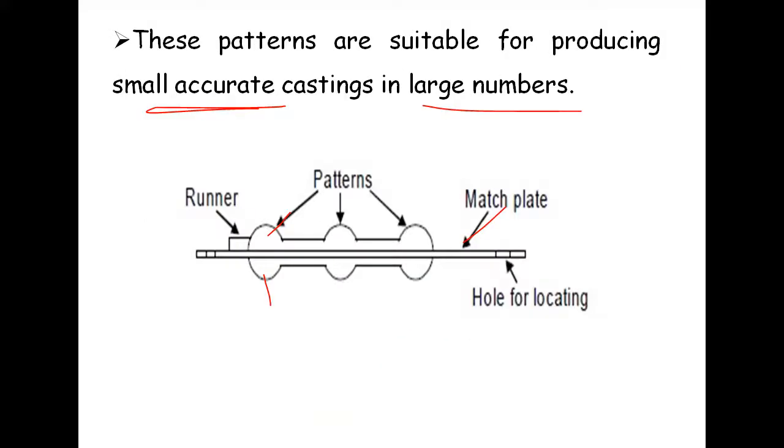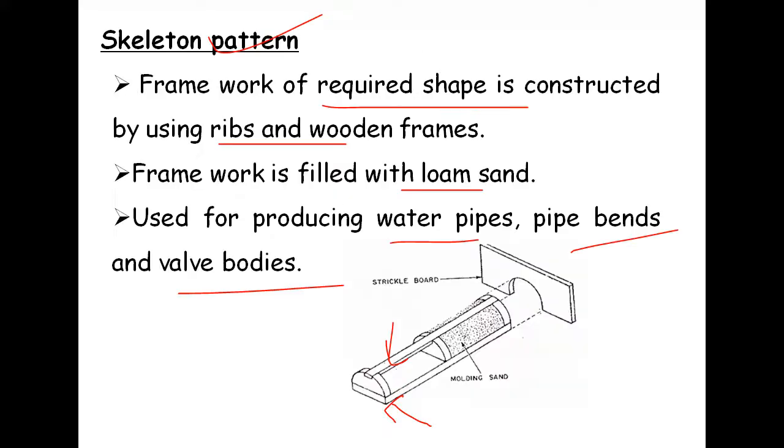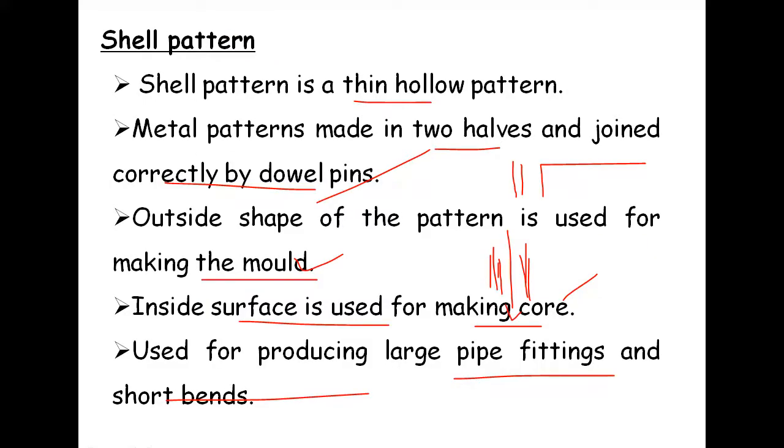Match plate. On the center plate, above and below, you fix the patterns, a number of patterns, to get accurate castings in large numbers. Skeleton pattern. Here we use ribs and wooden frames, and with the support of a strickle we get the shape and remove the unwanted material. Mostly used for water pipes, pipe bends, and valve bodies. Shell pattern, outer and inner. The outer side is used to produce the mold, and the inner side is used to produce the core. Generally pipe fittings and short bends are produced with the support of the shell pattern.